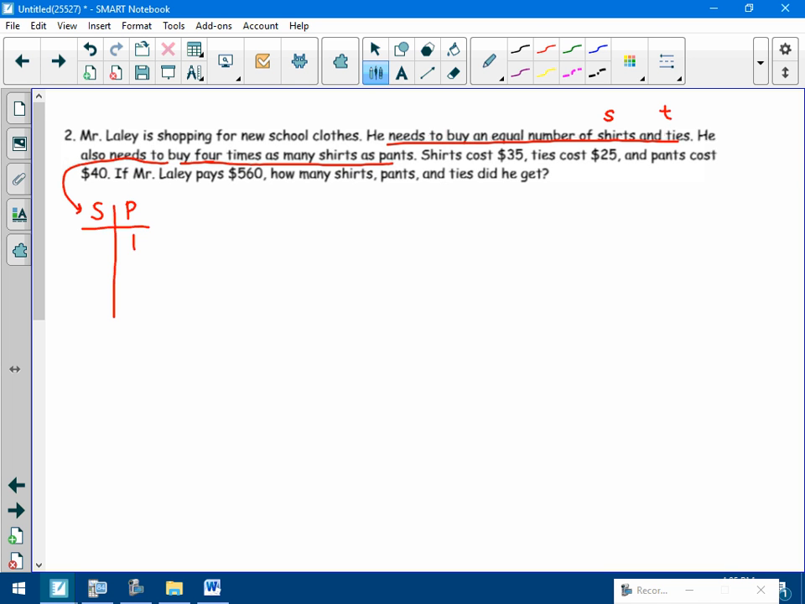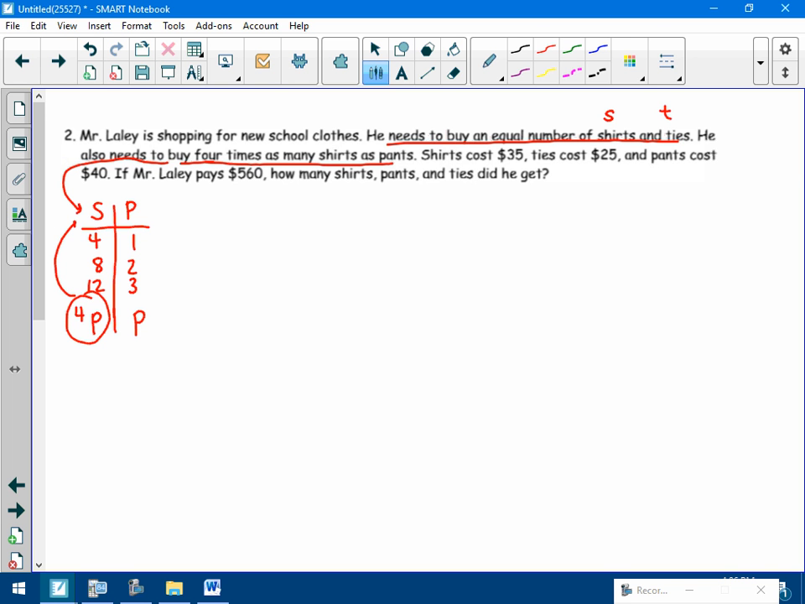So if I have 1 pair of pants, how many shirts do I have? 4. If I have 2 pair of pants, how many shirts do I have? Well, 4 times that, so 8. If I have 3, how many shirts do I have? 4 times that is 12. So in general, if I have P pairs of pants, I have 4P shirts. So the number of shirts is equal to 4P.